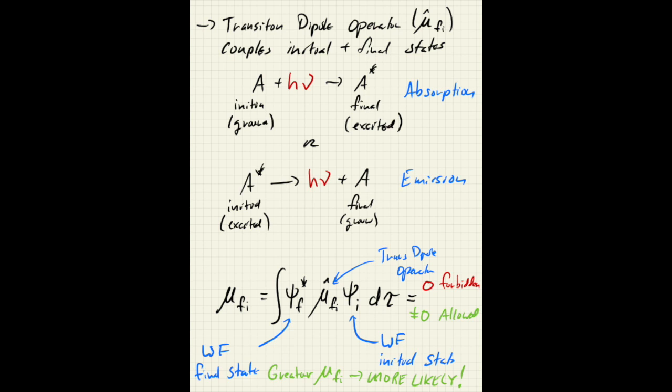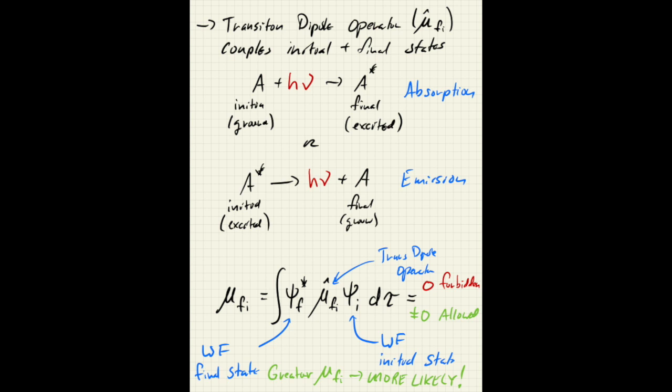So as I mentioned, these transitions are moderated by the transition dipole operator, which is mu with a little hat, and then the subscripts f and i. What the transition dipole operator does is couple the initial and final states. So final state is f, initial state is i. For example, we have A plus h nu going to A star. The initial state is in the ground state of A, it absorbs a photon, and the final state is an excited state. So that would be an absorption event, where the atom absorbs a photon, and an electron is promoted from the ground state into an excited state.